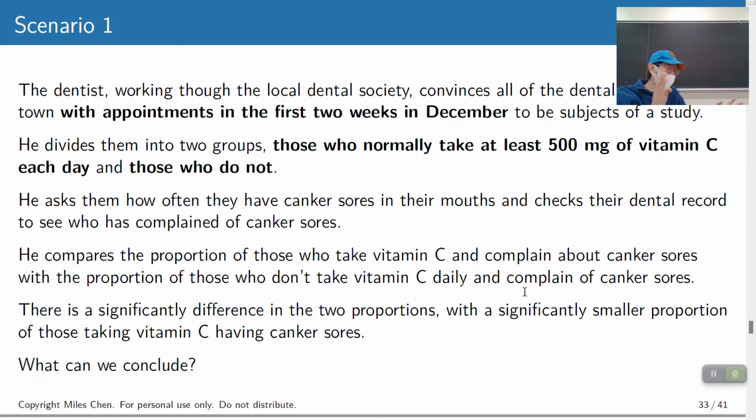And then we look at the 2 groups. We say, how many of you have canker sores? How many of you haven't complained about it? And then we do our comparison. We find out there is a significant difference in the proportions. Those who take vitamin C have fewer canker sores than those who don't. But what can we conclude?